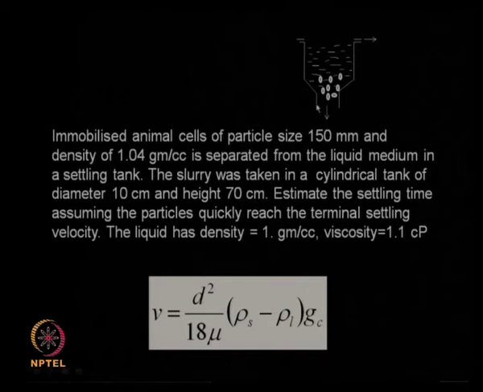So the slurry is taken in a cylindrical vessel of diameter 10 centimeter and height 70 centimeter. Estimate the settling time assuming the particles quickly reach the terminal settling velocity. The liquid has a density of 1 gram per cc and viscosity of 1.1 centipoise.